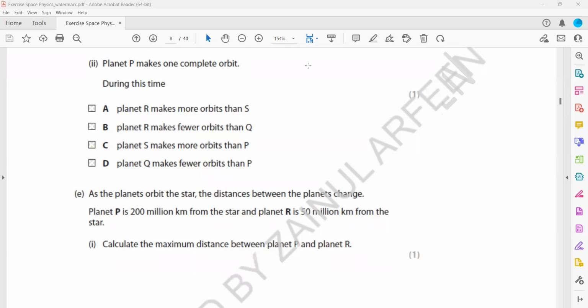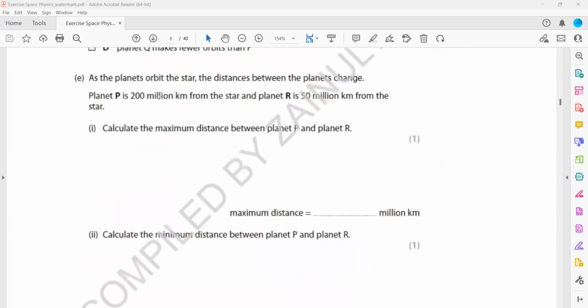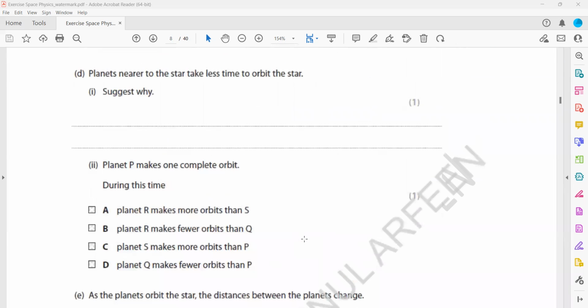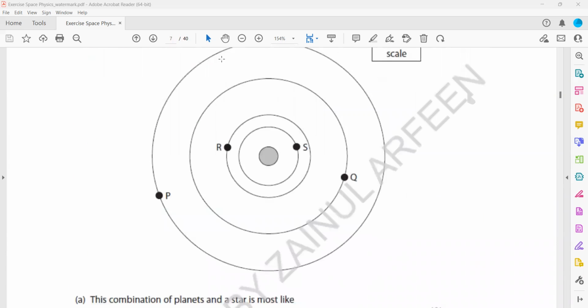Then as a planet orbits the star, the distance between the planets changes. Planet P is 200 million kilometers, planet R is 50 million kilometers. Calculate the maximum distance and the minimum distance between them. So P is 200 million kilometers. And R is 50 million kilometers.